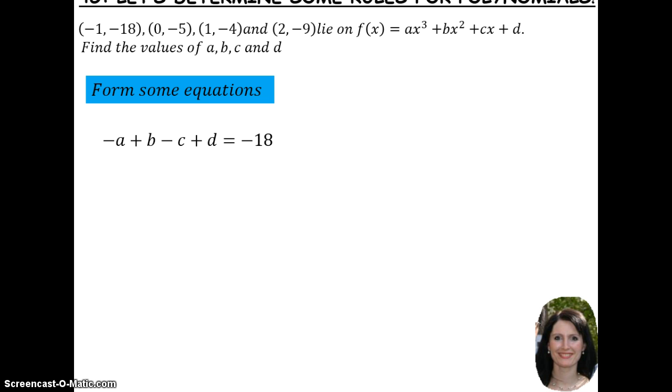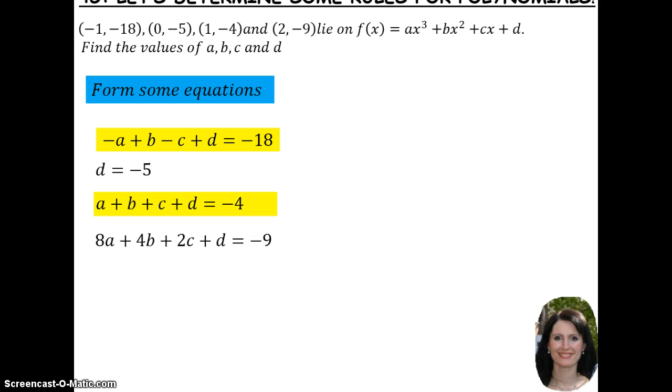We do the same for the others, so we substitute 0 for x, giving us d equals -5, and we substitute 1 for x, giving us a plus b plus c plus d equals -4, and then we substitute 2 for x, giving us 8a plus 4b plus 2c plus d equals -9. These are our 4 equations. Already we can see one piece of information, and that is that d equals -5. So that was easy. We now have to find the other 3 though.